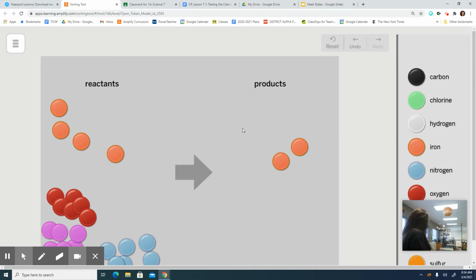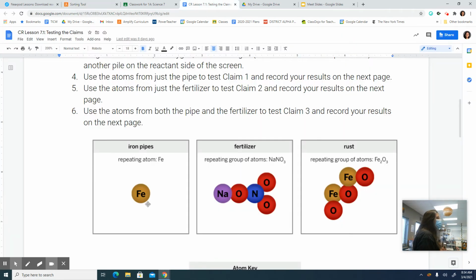Brody? Yeah. Do I have any? Yeah. Do I? Remember, I'm only trying to make rust from iron pipes. Iron pipes are only made. Oh, I thought we were making rust. Sorry. Yes, we are going to make rust, but right now we are testing claim 1, which says the rust came from the iron pipes.